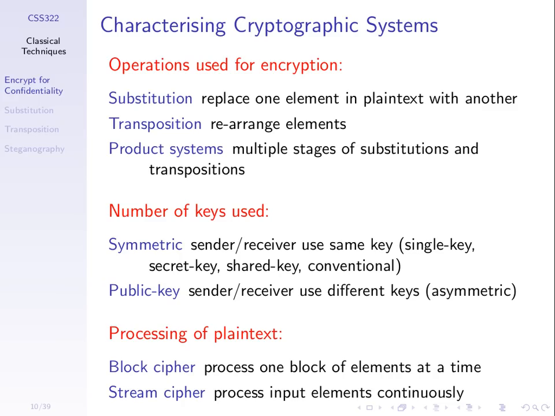Except we don't just use them once. What we do to add more security is to repeat them. Do a substitution, maybe do a transposition, a rearrangement, and then do another substitution and another transposition. We'll see the strengths of that with some examples. When we combine them in multiple stages, we get what's called product systems. Many ciphers use this concept, though not all.